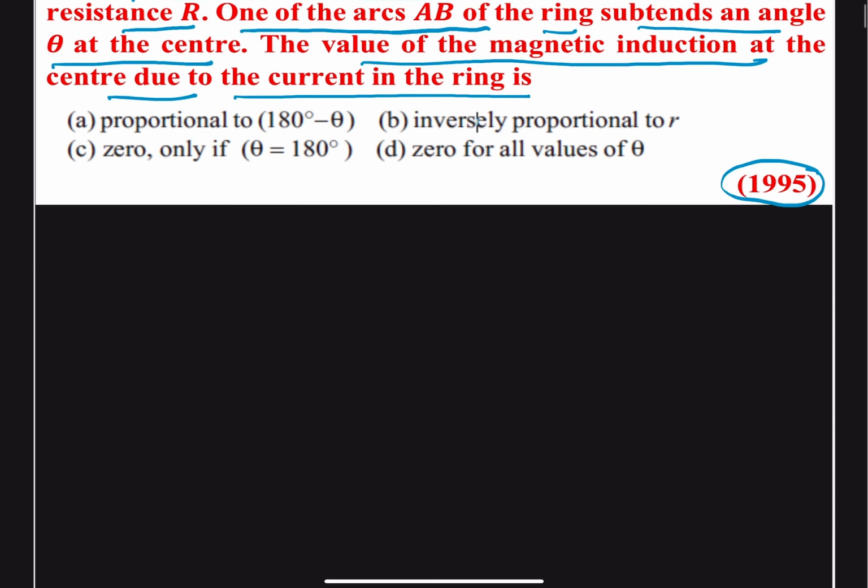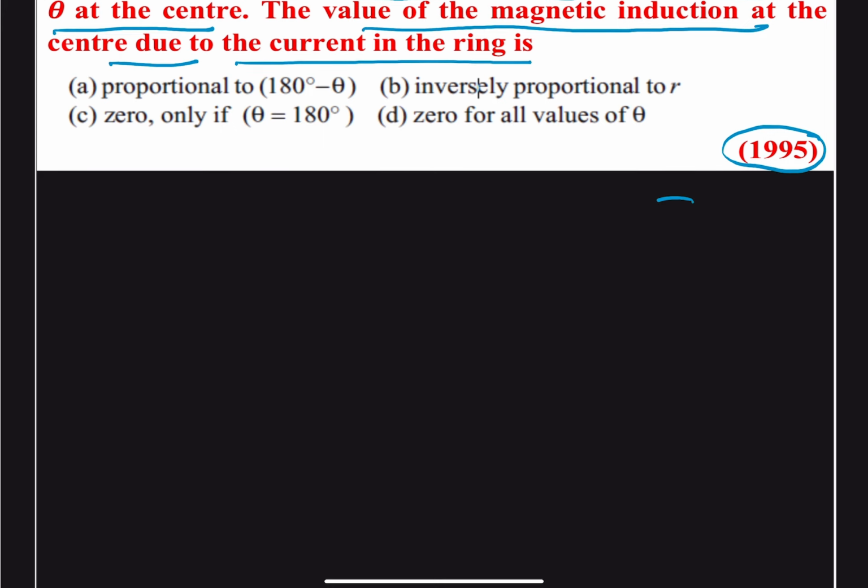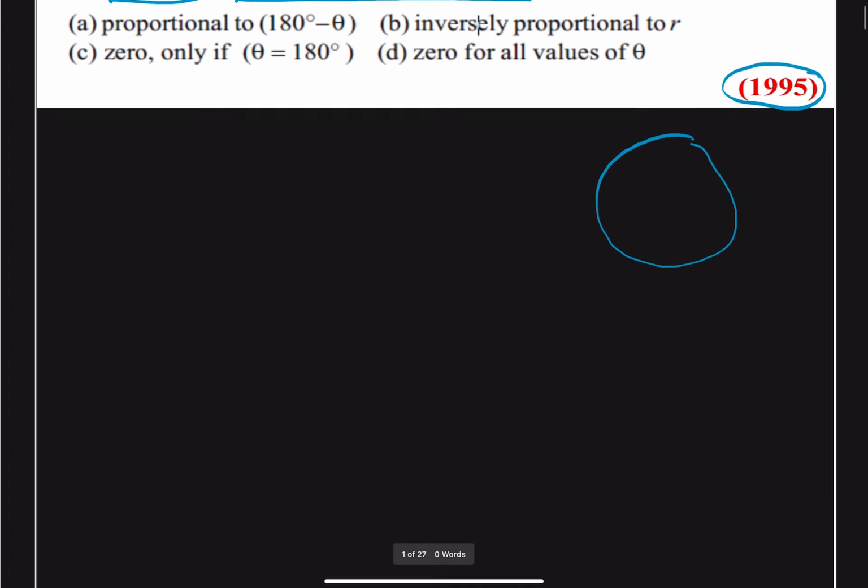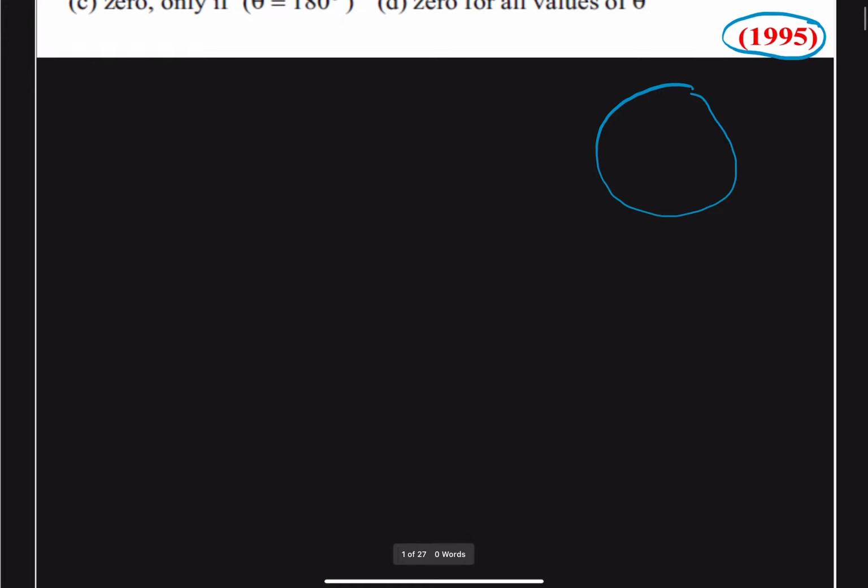In this case, we are given a ring, and this ring is connected to a battery between 2 points A and B, and this arc subtends angle theta at the center. So suppose the battery is supplying a current I. This current I can be divided into two parts, current I1 and the other part current I2, and this other angle can be written as 2 pi minus theta.